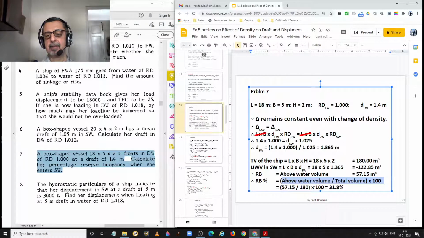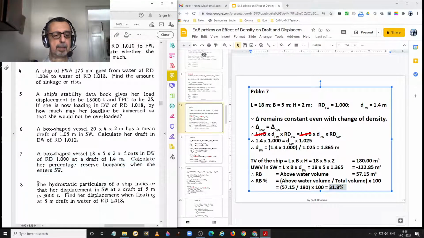We have calculated above water volume is equal to 57.15. Also calculated above, total volume is 180, and you multiply 57.15 divided by 180 with 100, we get equal to 31.8%.